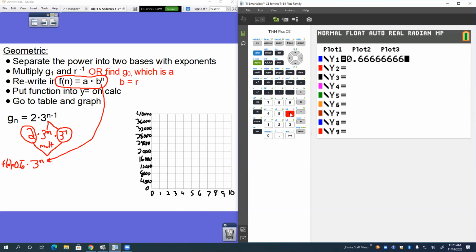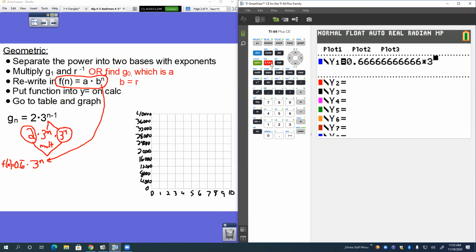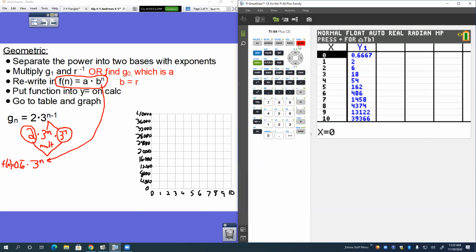So 0.6666666. Remember, it's 6 repeating, so we have to type in a whole bunch of sixes. Or you could do 2 divided by 3, because that's really 2/3. Or you could do y equals 2/3 times 3 to the n power, which is 3 to the x on the calculator. Second and table. So remember, we ignore the 0.